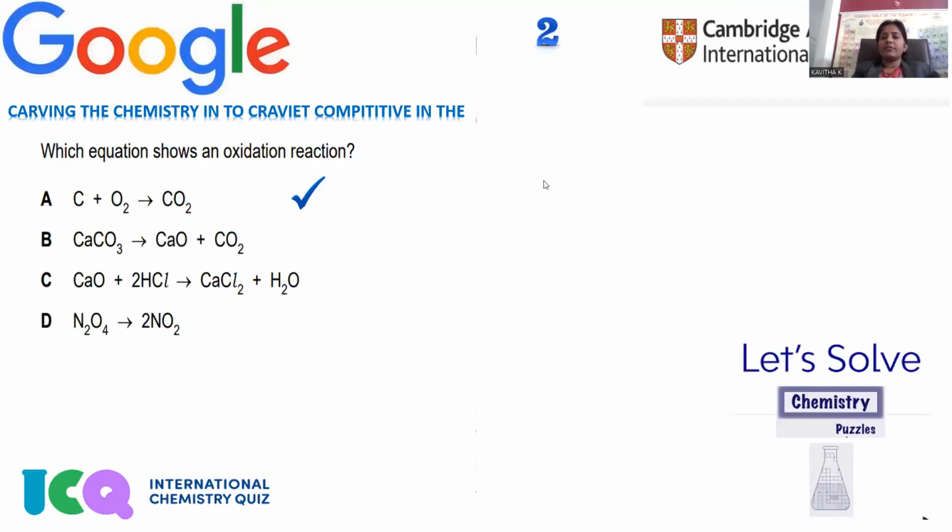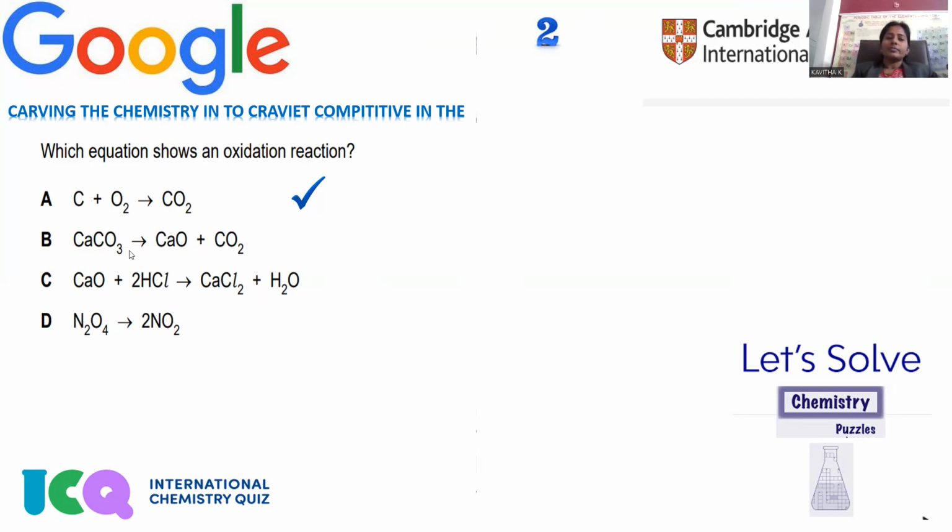Question number 2 is collected from Cambridge Assessment International Education. Which equation shows an oxidation process? Oxidation can be explained in various domains. Various definitions are provided. In terms of oxygen, addition of oxygen is called oxidation. In terms of hydrogen, removal of hydrogen is called oxidation. In terms of oxidation number, increasing the oxidation number is called oxidation. In terms of electrons, release of electrons is called oxidation. This is the way, so many kinds of definitions you can find for the oxidation process.